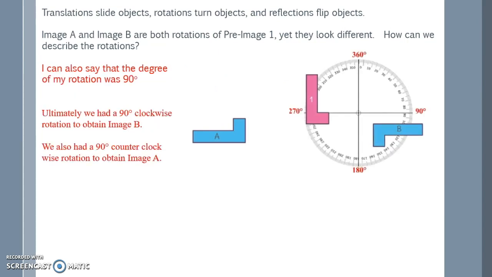I can also say that the degree of my rotation was 90 degrees. So ultimately, we had a 90-degree clockwise rotation to obtain image B, and we had a 90-degree counterclockwise rotation to obtain image A.